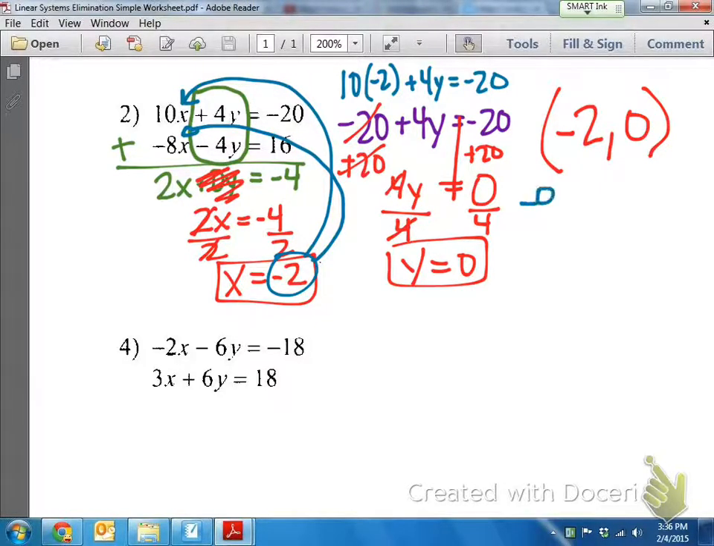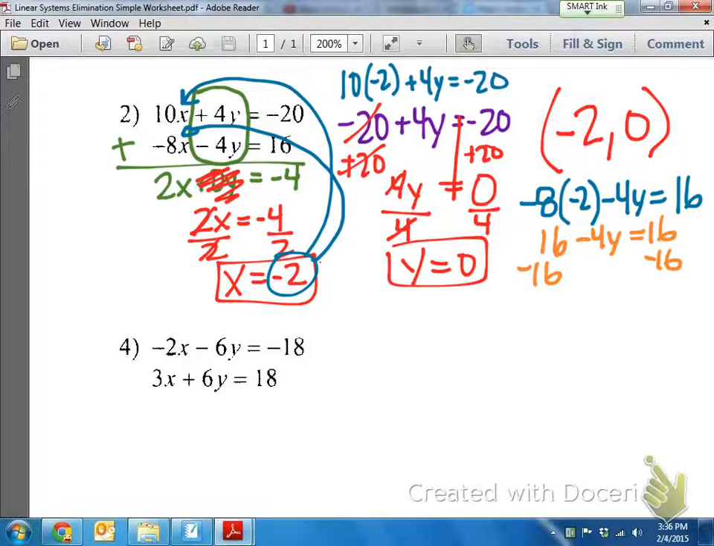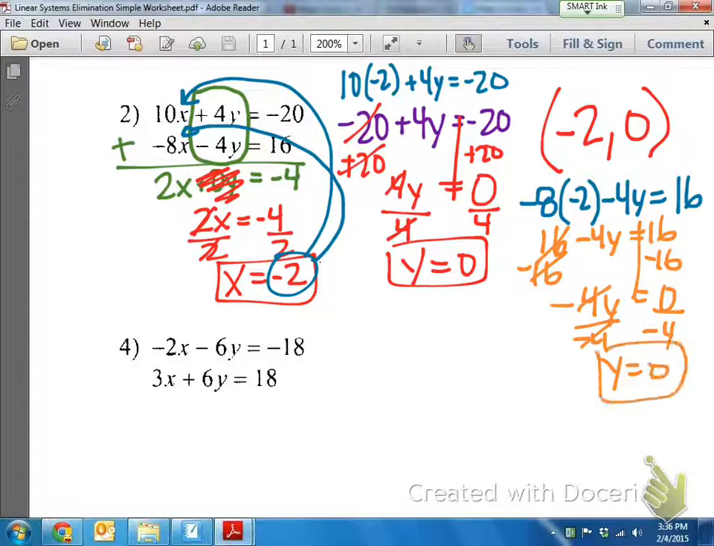Okay. So I have negative 8 times negative 2 minus 4y equals 16. Negative 8 times negative 2 is positive 16. Minus 4y equals 16. Subtract 16 from both sides because they're on different sides. Negative 4y equals 0. Divide by negative 4, that's okay. And y equals 0. So we got the same answer. Doesn't matter which equation we use to plug in. So again, my final answer is negative 2 comma 0, and that is how you solve linear systems with elimination.